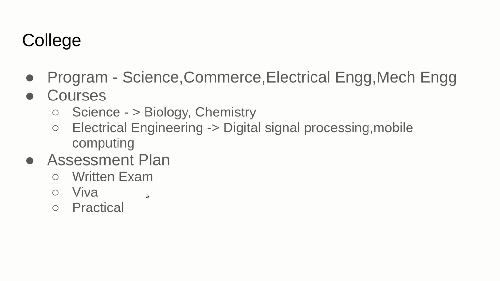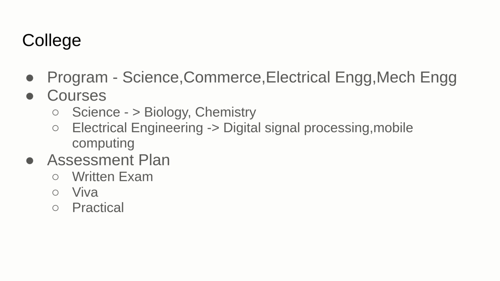Now next, let's say ERPNext is being used by colleges. From their point of view, for programs we'll have science, commerce, and if it is an engineering college, then they will be using electrical engineering, mechanical engineering, and all that. And then we have courses. Within each program we will have courses, and within each course we will have different topics. So here we have science, and within science we have biology, chemistry, and all of that. Colleges also follow a certain assessment plan, so for them also they will be creating a structure using ERPNext.